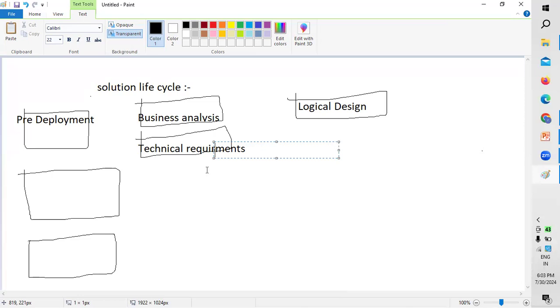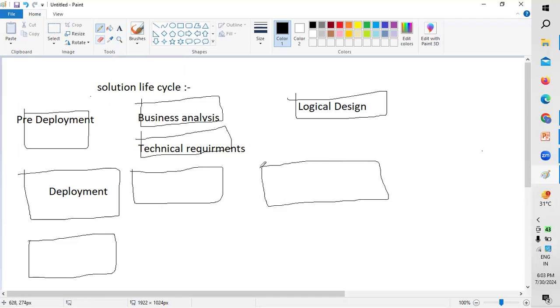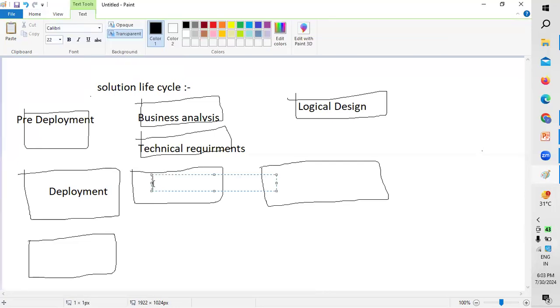Next is the deployment part. This is also one of the key and important phases. The next phase is called deployment. When it comes to the deployment part, it is normally categorized into two different parts. One is the deployment design. The second is the deployment implementation. Two different things.